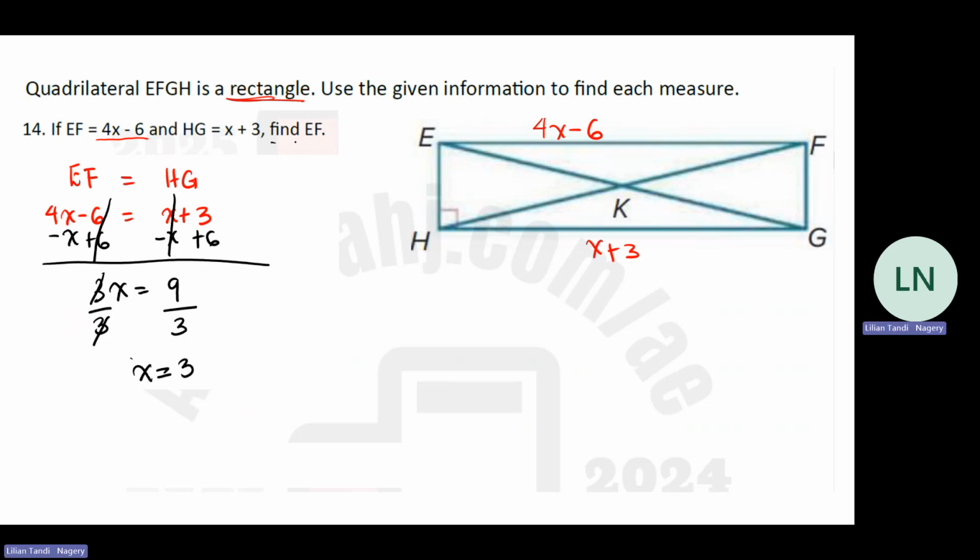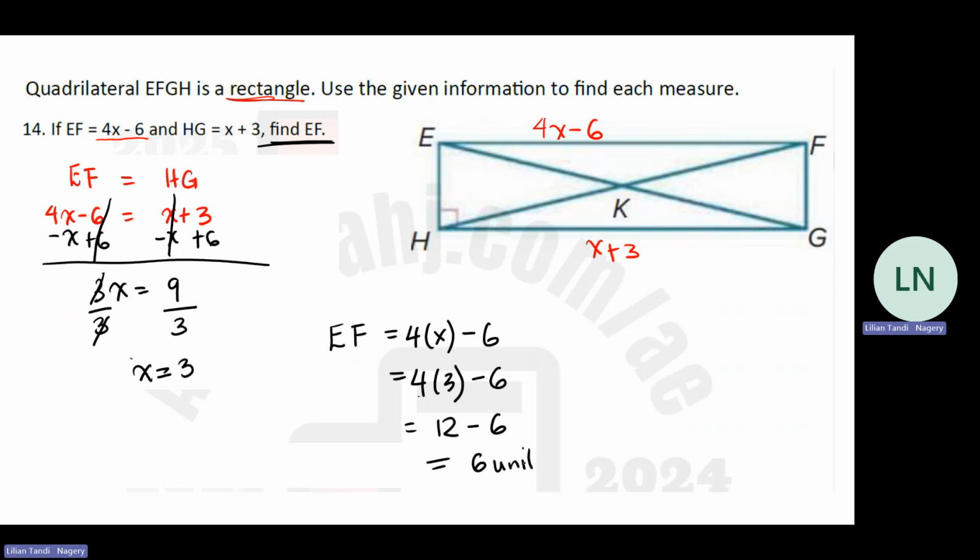What does the question say? Find EF. So EF equals 4, and you know x, so you put it in brackets, minus 6. So this is 4(3) minus 6. 4 times 3 is 12, 12 minus 6 is 6. And then you put units because you're talking about length.